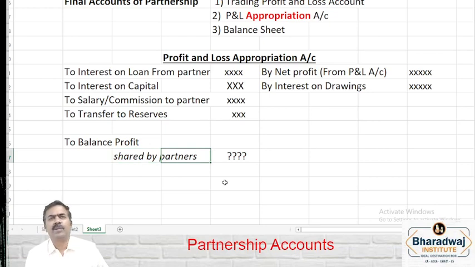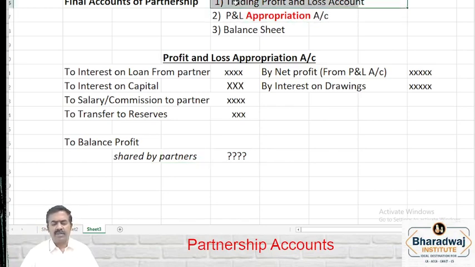Now, what about salary to employees? Where will it come? Salary to employees will come in which account? The trading P&L account. What about interest on loan from bank? Loan taken from bank, where will the interest come? P&L account. Here only interest on loan from partner will come, and interest on partner's capital.